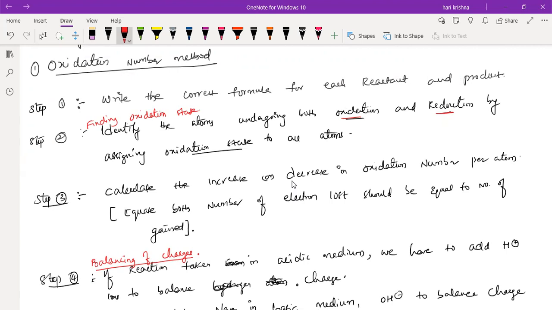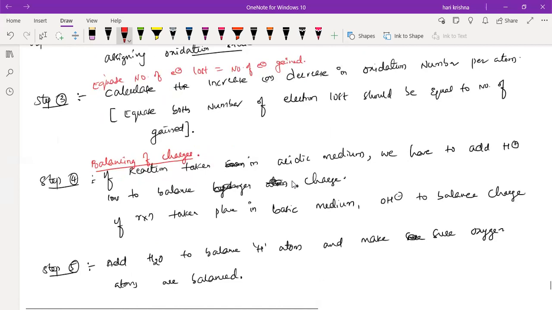Third one, equate the number of electrons lost to the number of electrons gained. That is the third step. That is step number 3. Step number 4, balancing of charges. Okay, step number 4 is the balancing of charges.